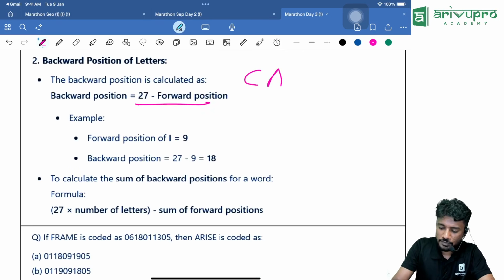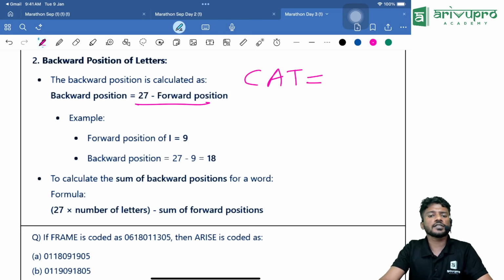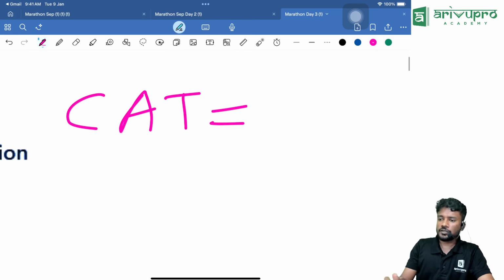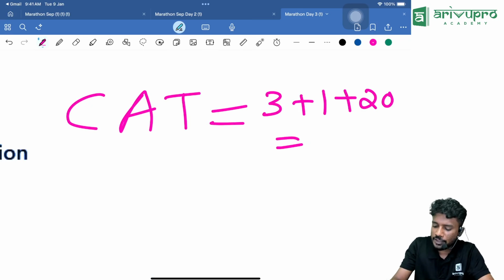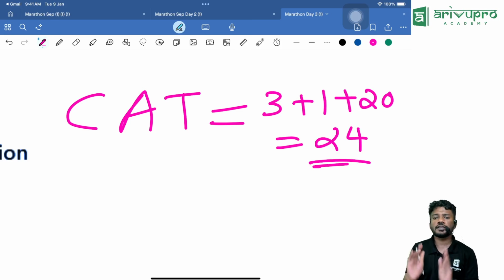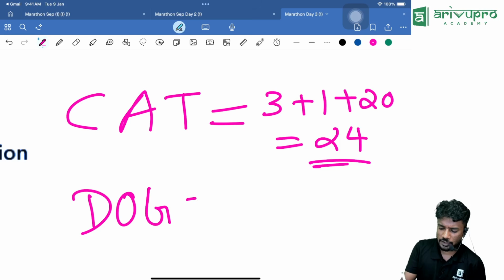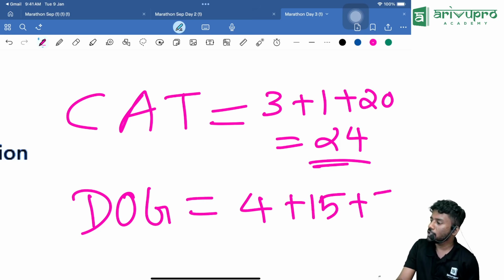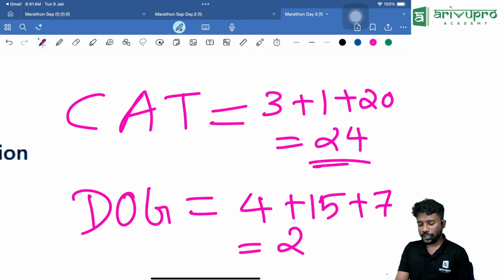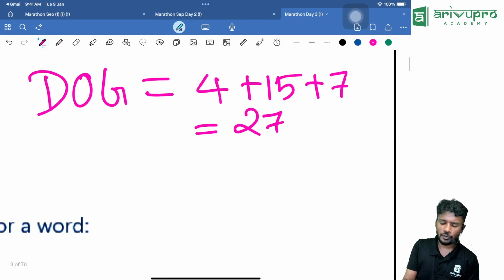Sometimes the entire word will be given. For example, cat. What is the sum of all the letters? So 3 plus 1 plus 20. What is it? 24. So they will say that cat is coded as 24. Then dog is coded as what? 4 plus 15 plus G is 7. How much is it? 26. Now I'll ask you a question with respect to dog.